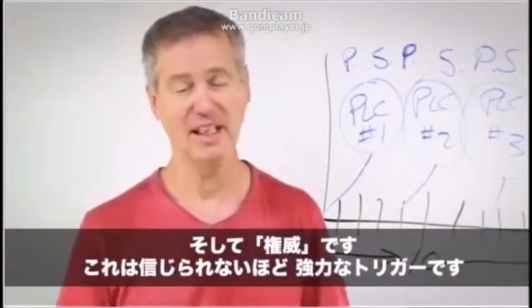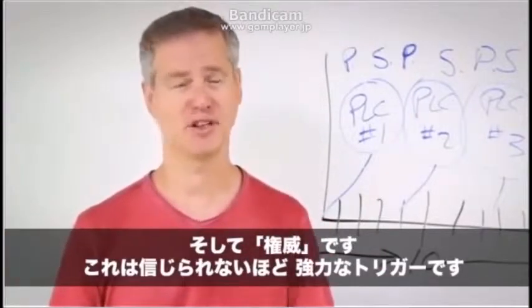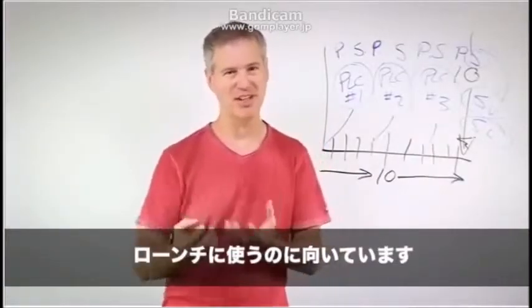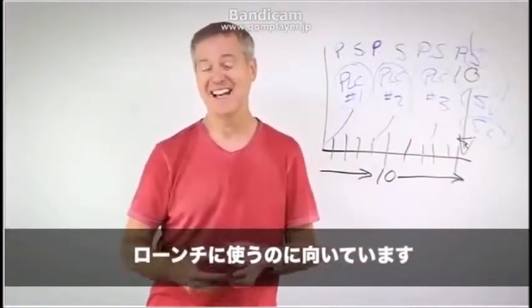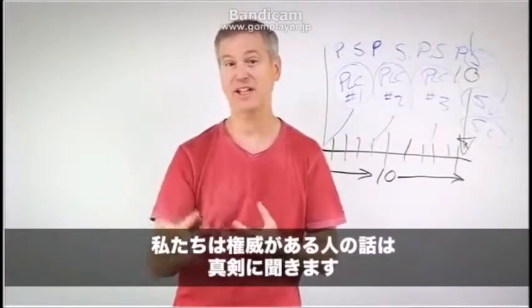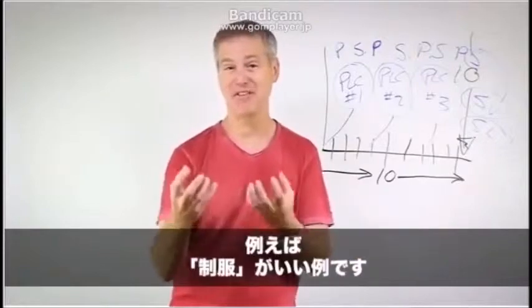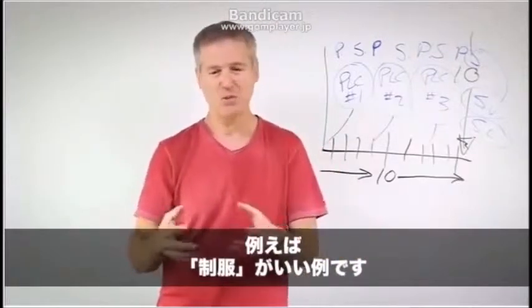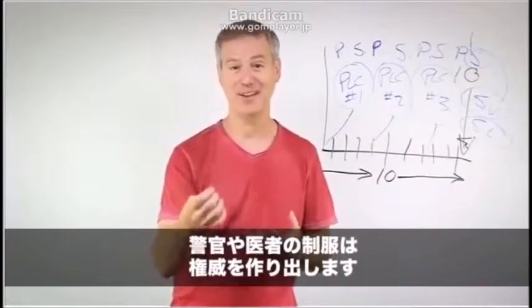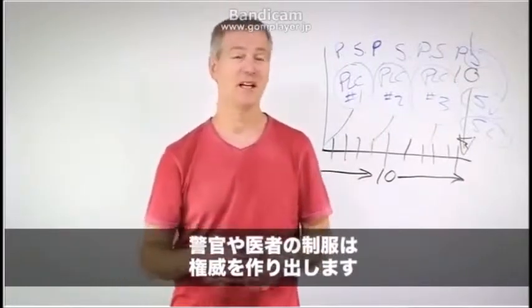Then there's authority. Authority is an incredibly powerful trigger. It's a great one to use in your launches, and the launch process really brings out the authority. It's one of the most powerful. Basically, when we perceive someone as being an authority, we listen to them. They are very influential. Almost any type of uniform, like a police officer, a doctor, whatever, creates authority. It's very, very powerful.